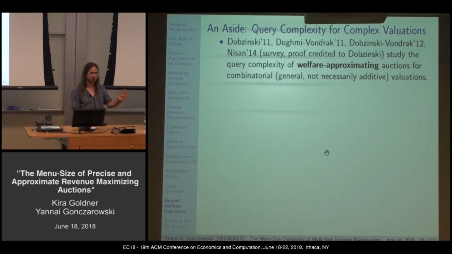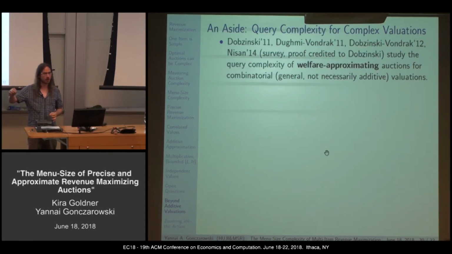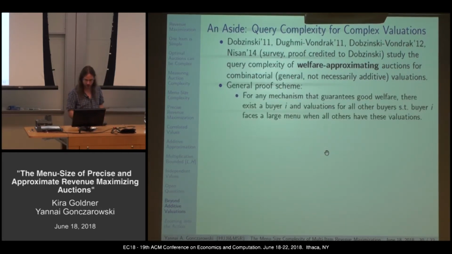approximating auctions. So not revenue, we're done with revenue, welfare approximating auctions that give a good guarantee of the welfare for combinatorial valuations. So combinatorial valuations, far above additive. The buyer has a different value for each bundle of items that may not be related at all to her value for any other bundle of items.